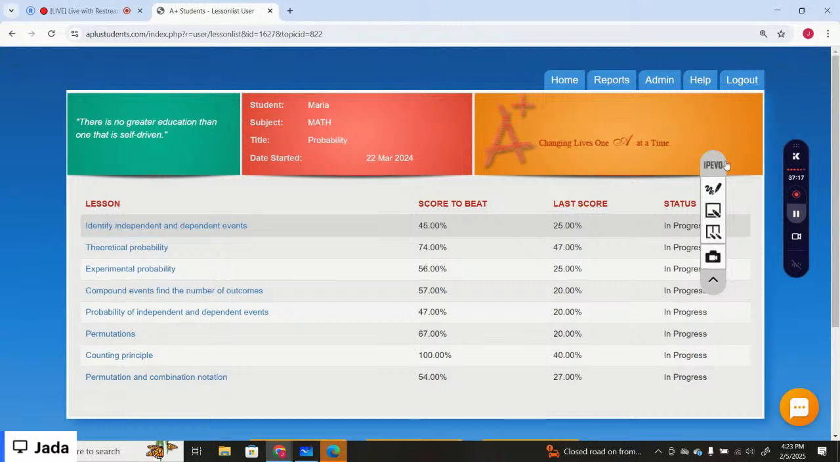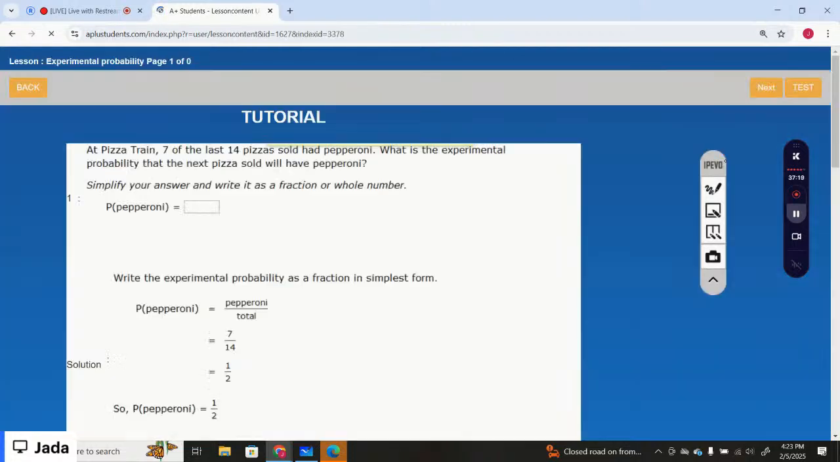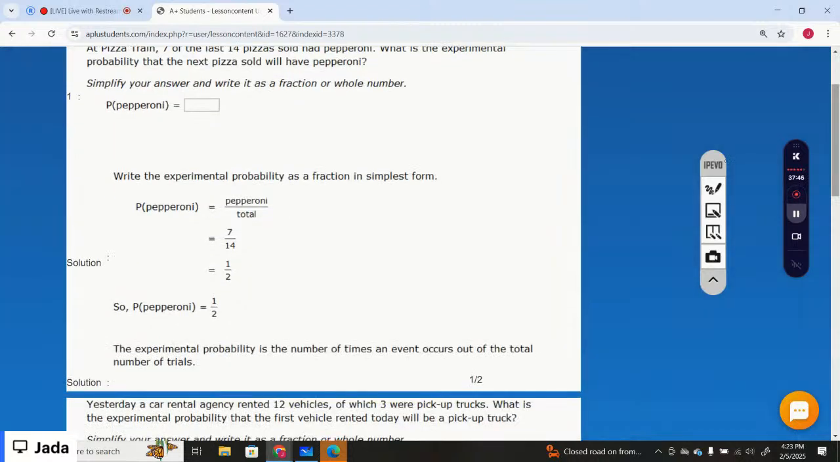The next lesson is experimental probability. Let's just start with the lesson. At a pizza train, 7 of the last 14 pizzas sold had pepperoni. What is the experimental probability that the next pizza sold will have pepperoni? So, 7 of the pizzas sold have pepperoni, and 14 pizzas are total. So, the probability of a pepperoni pizza is 7 over 14.